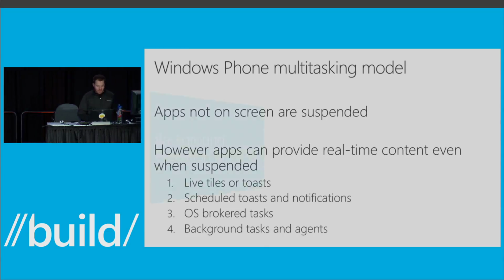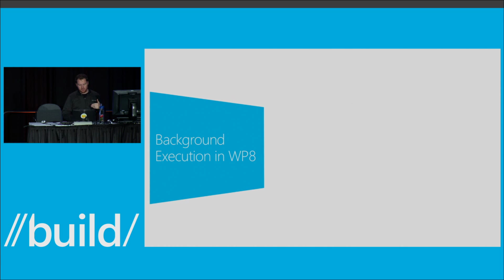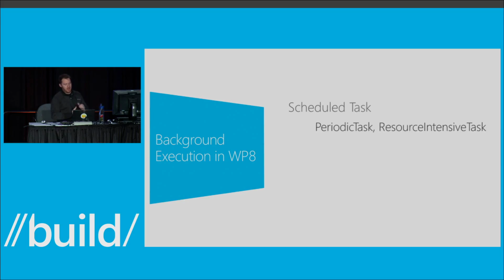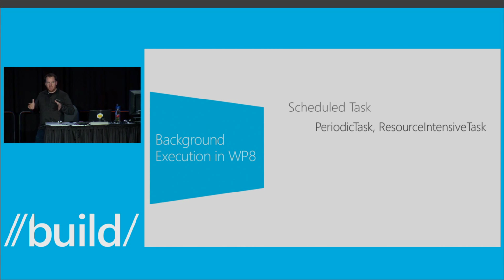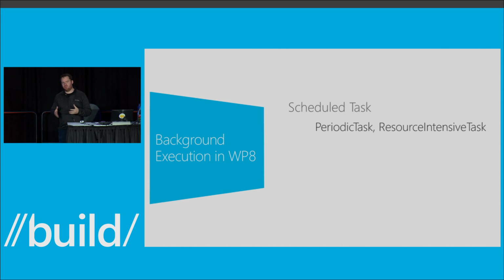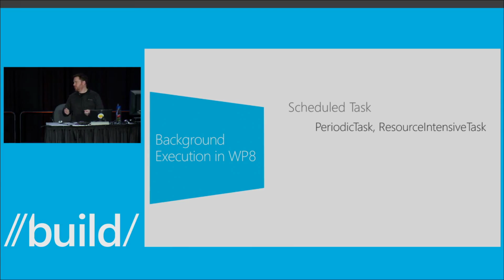If you've done this kind of stuff on Windows Phone 8 before, you're familiar with the scheduled task as the go-to background execution unit on Windows Phone. The periodic task would fire about every 30 minutes for about 25 seconds, so a very limited amount of time that it could run, and not much control over when it would run. And the resource-intensive task would fire when your device was plugged in and charging on Wi-Fi, and run for a little bit longer so that you could download data or sync data if you wanted to do that.